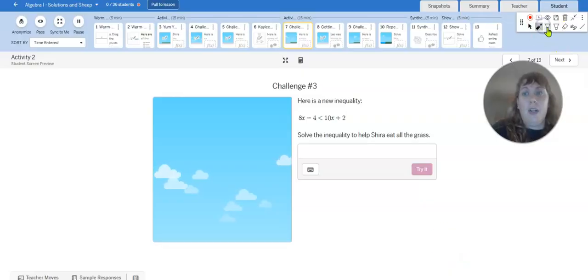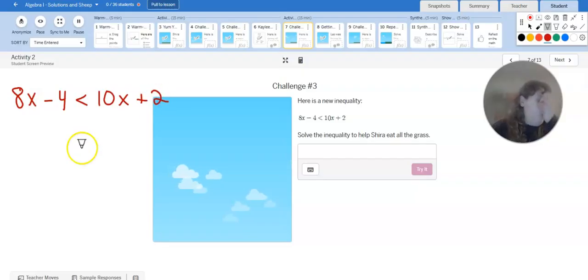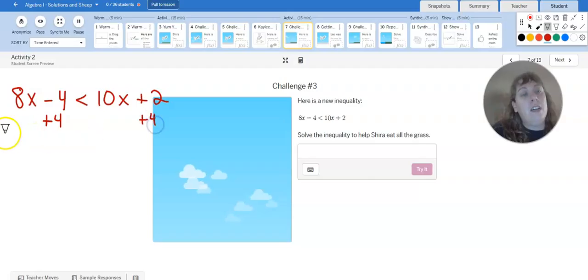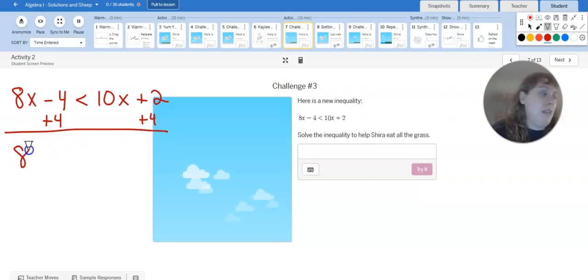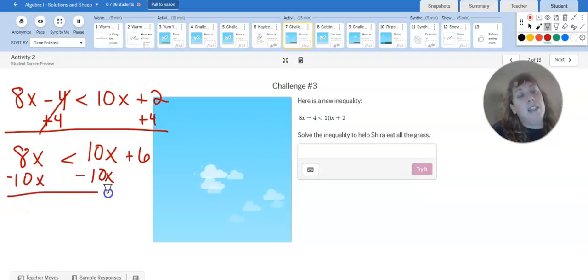Here is a new inequality. We have 8x minus 4 is less than 10x plus 2. So we can add 4 to both sides, starting to move some variables around, and we get 8x is less than 10x plus 6. To get our x's together, we'll subtract that 10x on both sides.